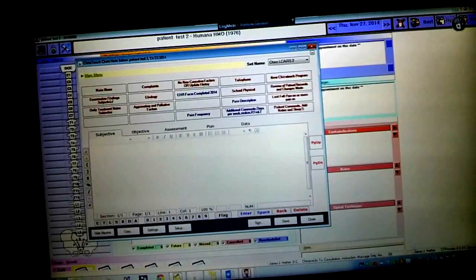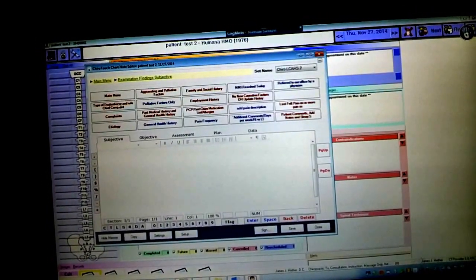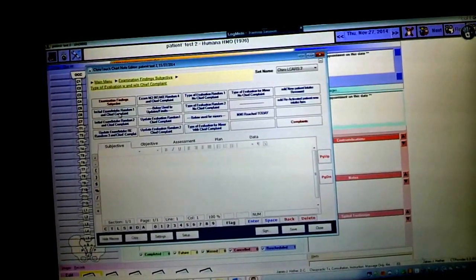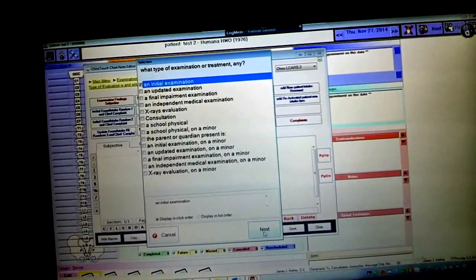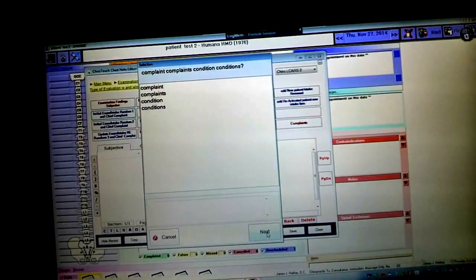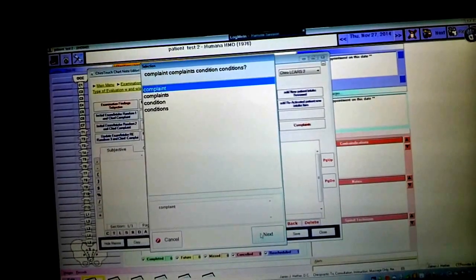the PC form. So if I go under subjective and click on my exam findings, I can see that I can click what type of exam it is. Let's say it's an initial exam, and I'm going to review the intake with the patient. And I'm going to say again that this is an initial assessment on this individual, and that today's date is the 27th. This person has, let's say, just one complaint instead of multiple complaints.